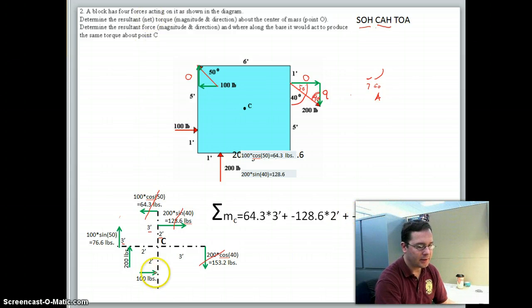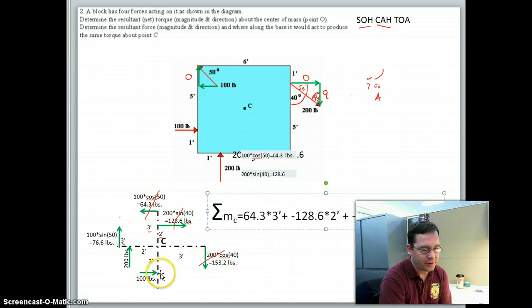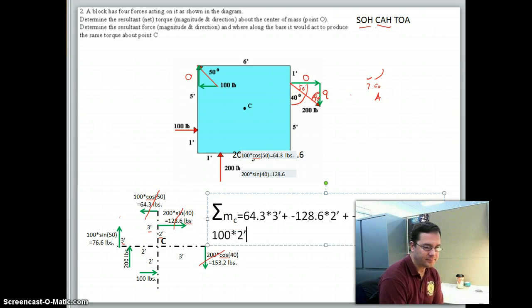Okay, and on to this 100-pound vector. This one is pointing to the right. It's going to produce a counterclockwise rotation, so it'll be a positive number. It's 100 pounds times 2 feet.